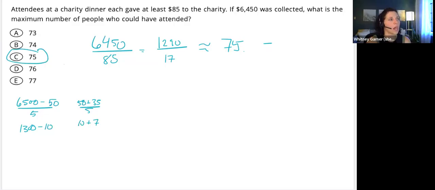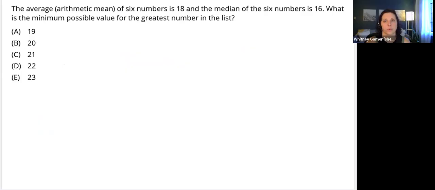Okay, let's take a look at a slightly more complicated formula. Math, not so bad, but slightly more complicated formula. Let's give this one a go.